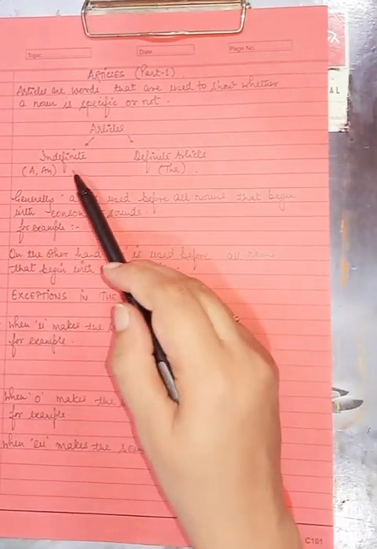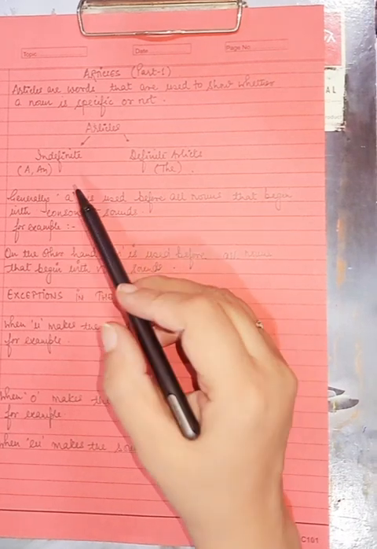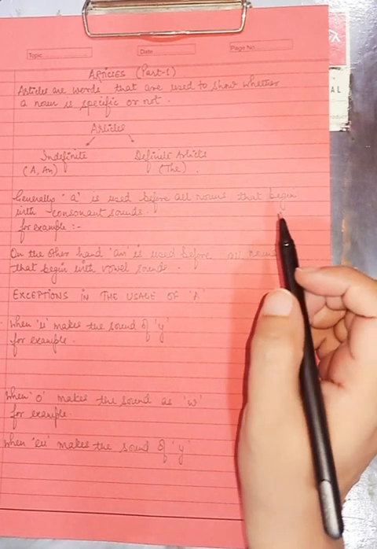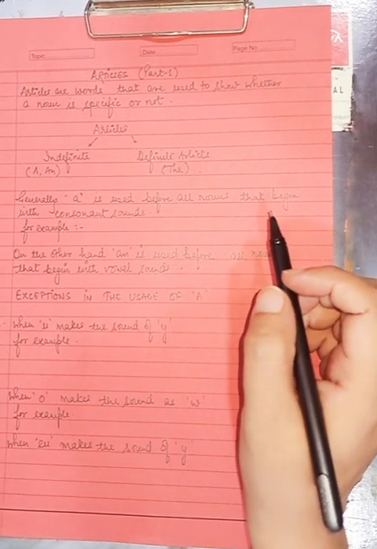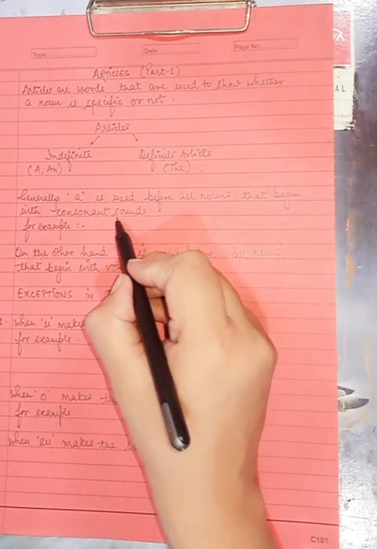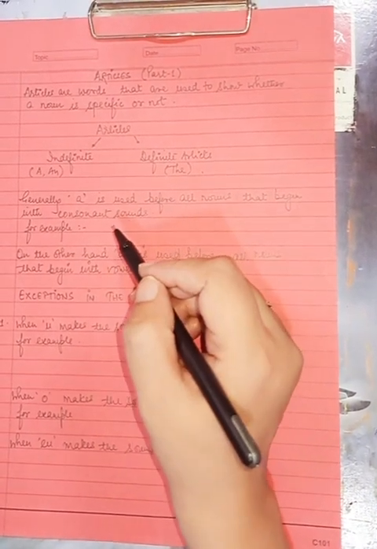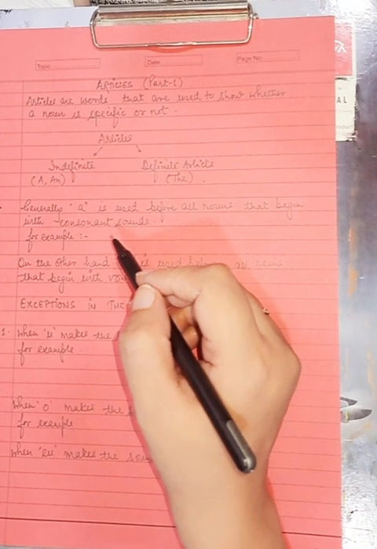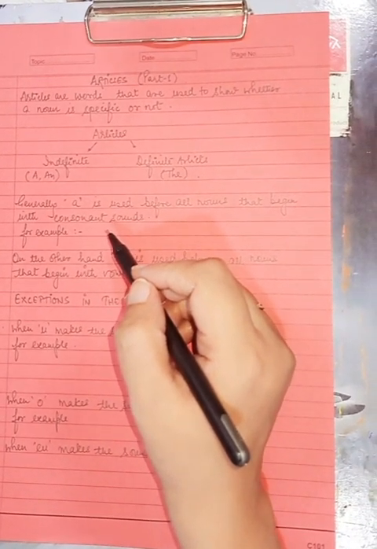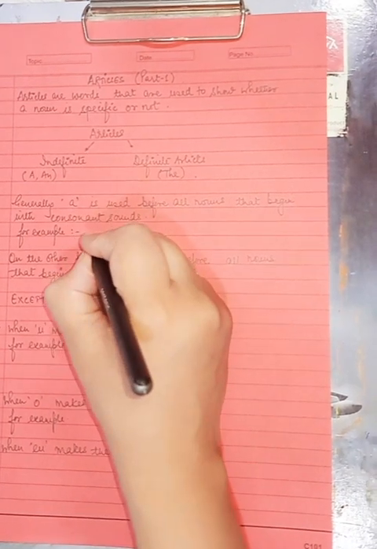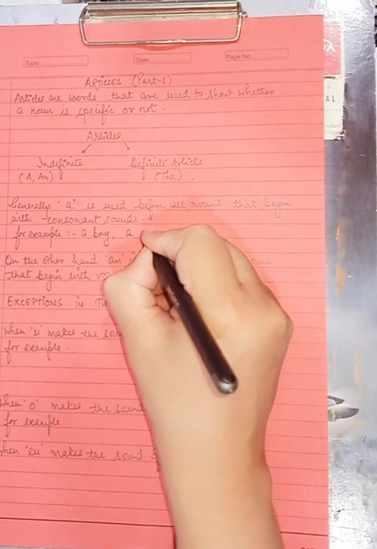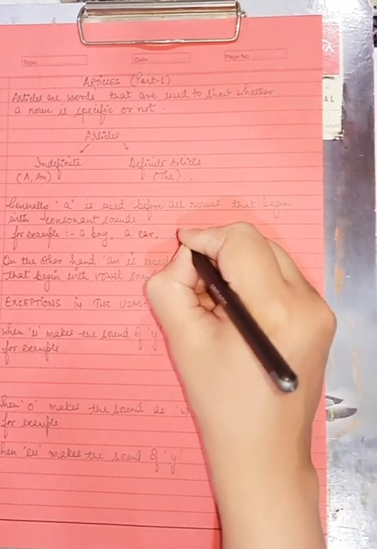First things first, indefinite articles, that is a and an. Generally, a is used before all the nouns that begin with consonant sounds. I am stressing the fact: sound. I didn't say consonant words. I'm saying consonant sounds because we have lately been studying English with phonics. So it is a boy, for that matter, a car, a house.